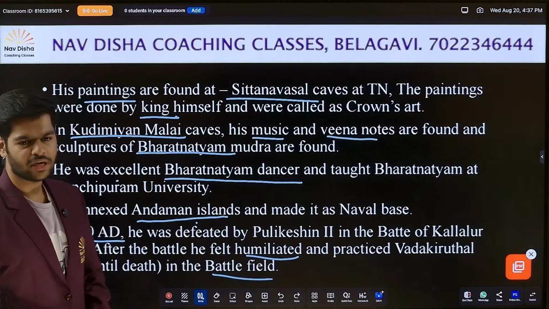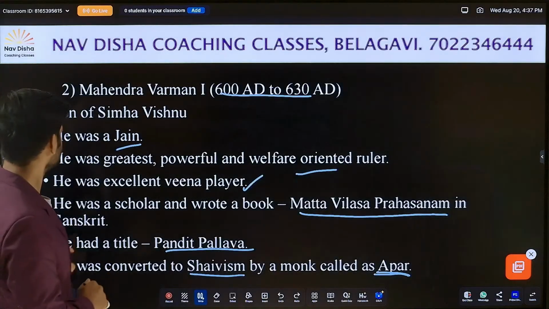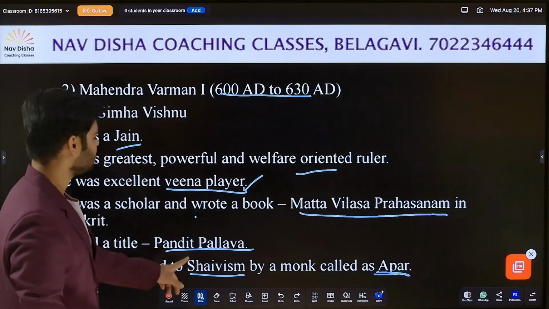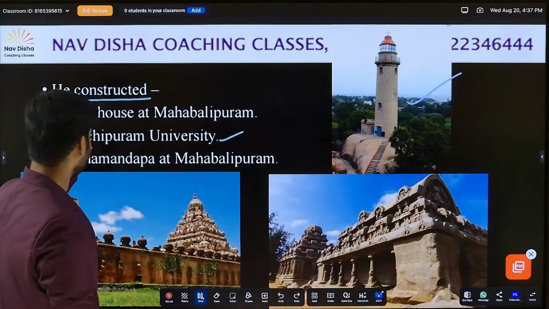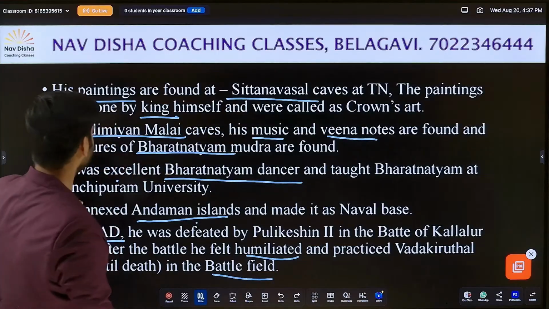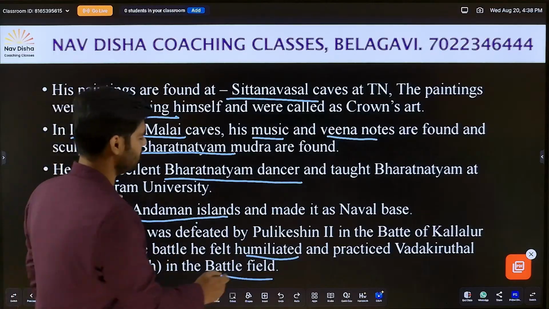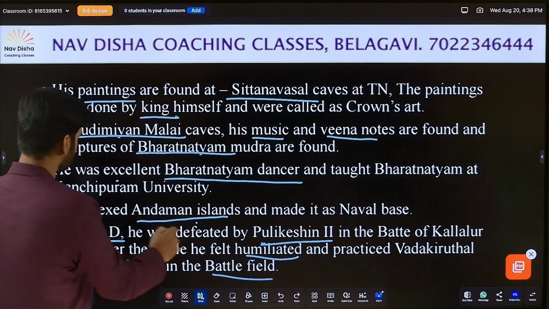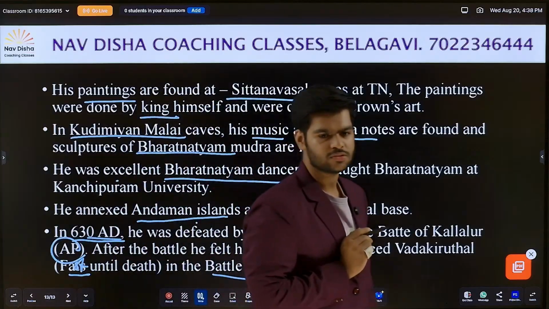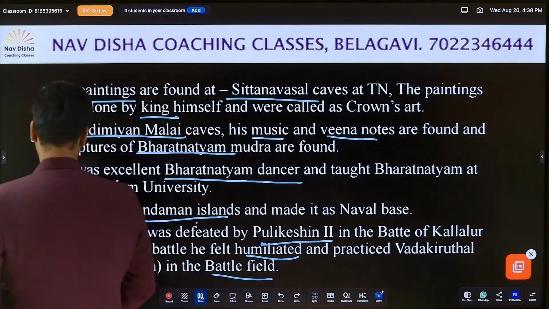Any doubts in Mahendravarman I? Questions are asked. He is important. Questions come from here because he built some things and he was an excellent Veena player. He wrote a book, Matta Vilasa Prahasanam, can be asked. His title, Pandit Pallava. Next, the lighthouse, Kanchipuram University, Ardha Mandap are asked. Then the Sittanavasal cave can be asked. Kudimiyanmalai caves is asked. Then Andaman Islands as naval base can be asked. And battle name, Pulikeshin II and Mahendravarman I fought the Battle of Kallalur, a place in Andhra Pradesh, in 630 AD. These questions can be asked. Yes? Clear? Any doubts? Okay.